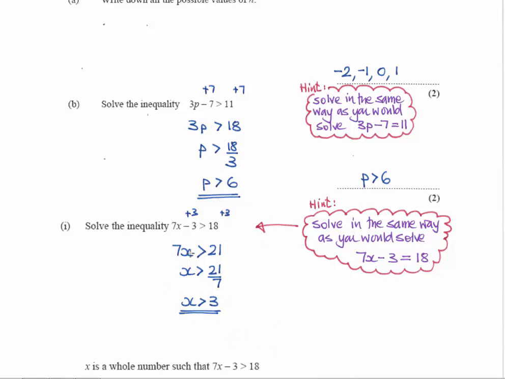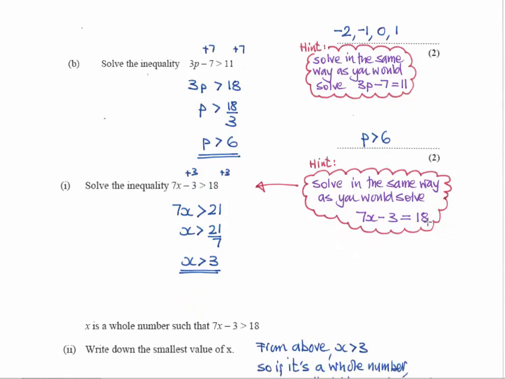And you solve this in exactly the same way. Same kind of steps. If you solve that, and I know you can solve that, you get an answer of x equals 3, but it's a bigger than sign, so it's x is bigger than 3. And if it was 7x minus 3 is less than 18, then it would be x is less than 3. It's just the same symbol all the way through.